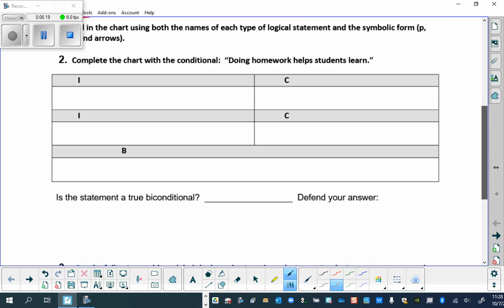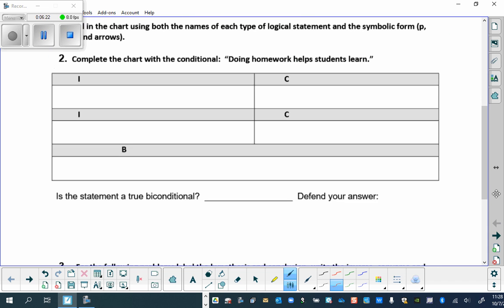All right, this first part, oh dear, I need to make sure. I thought I had pulled up the key. Give me just 1 minute and I'll pull up the key.